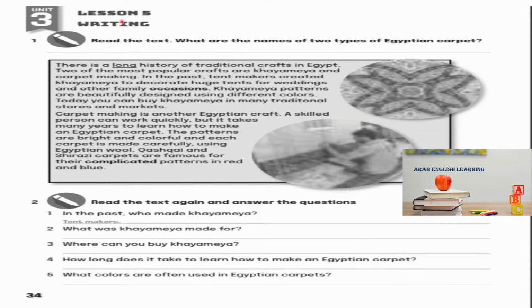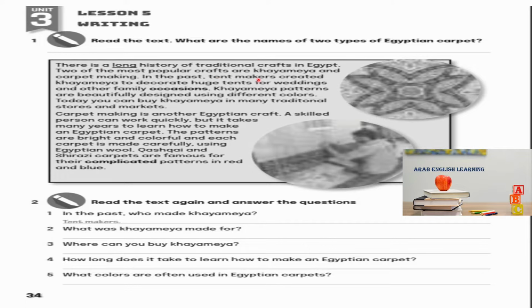Page 34, Lesson 5, Exercise 1, read the text. What are the names of 2 types of Egyptian carpet? We will read and then answer the question. There is a long history of traditional crafts in Egypt. 2 of the most popular crafts are khayamiya and carpet making.